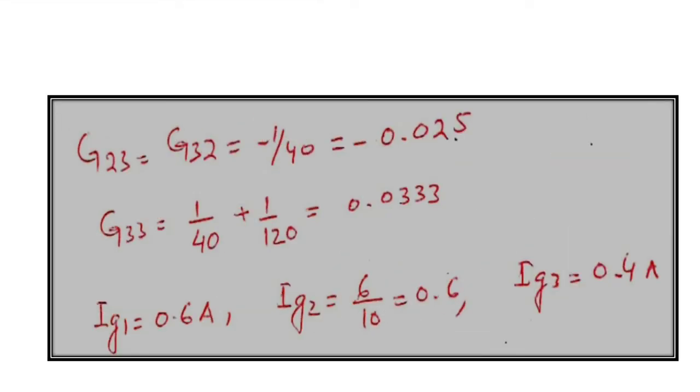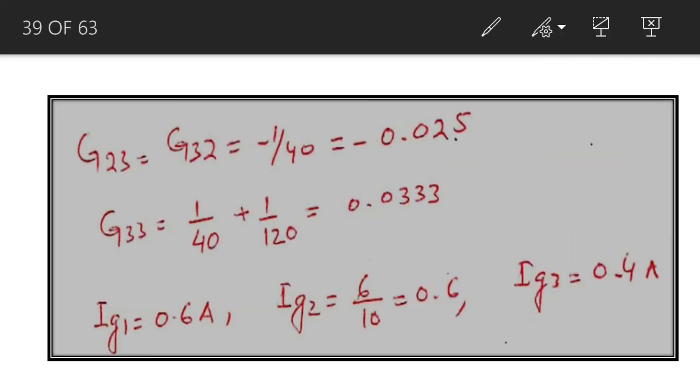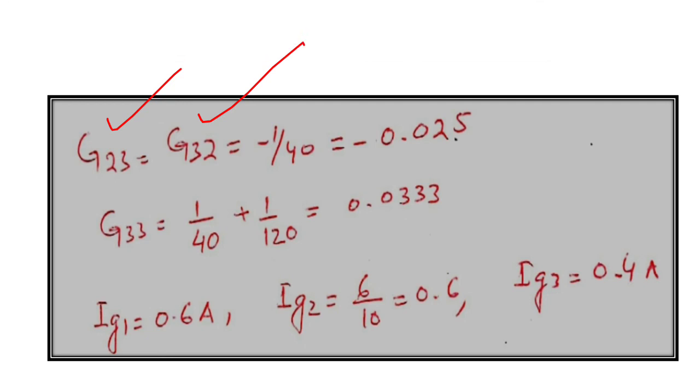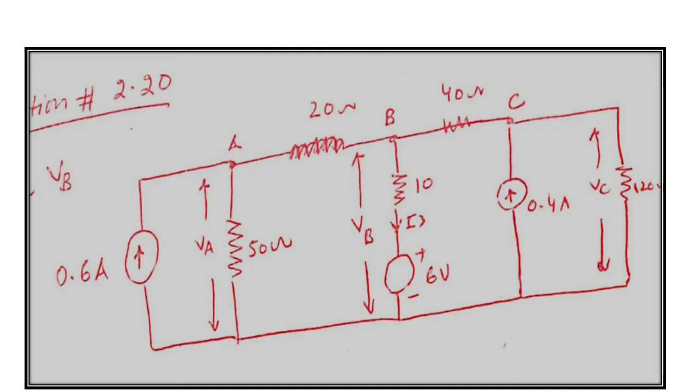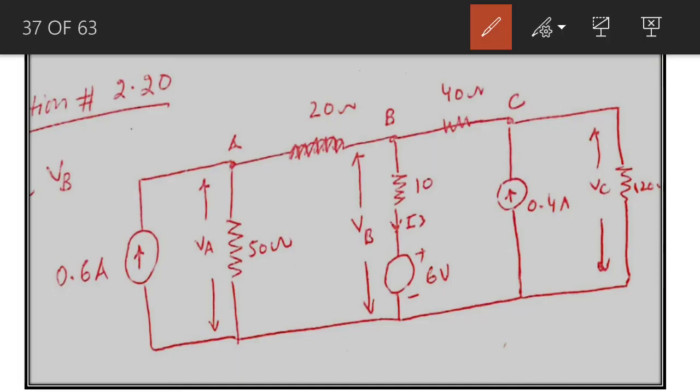We go to the next slide and we calculate G23. We know that G23 will always be equal to G32, and we consider the resistance of the resistor which has been connected to the second as well as the third node. So we go back to the circuit diagram. We consider the second as well as the third node, and you see this resistor of 40 ohm has been connected to the second as well as the third node. So minus 1 over 40 will give you G23.